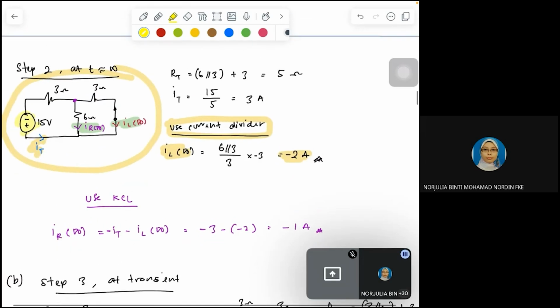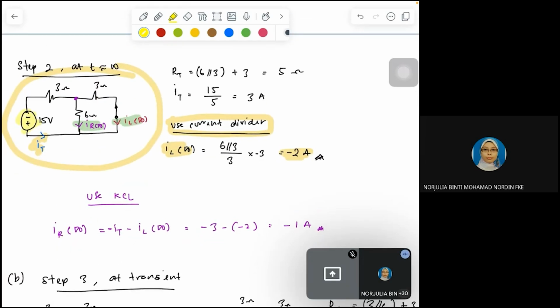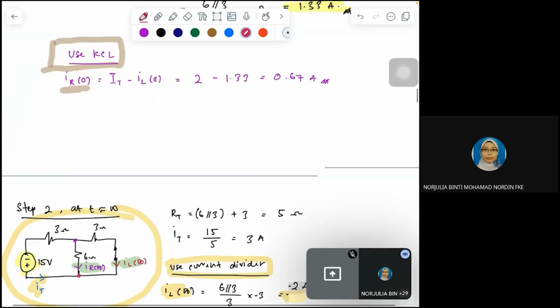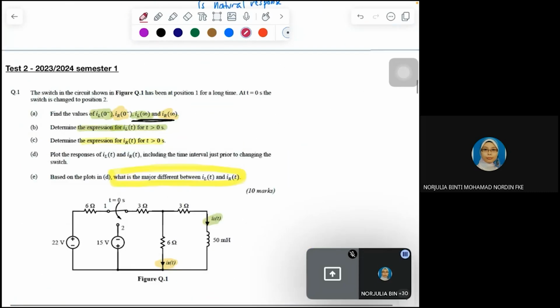And then after that, at this point, we apply the KCL to find the IR infinity. We will get the value of IR infinity is negative 1 amp. All right, that settles question A. Now move to question B.